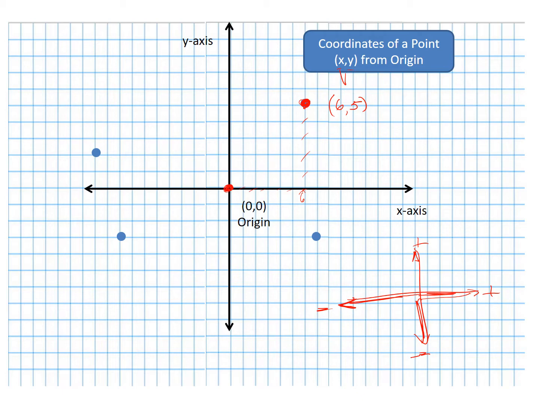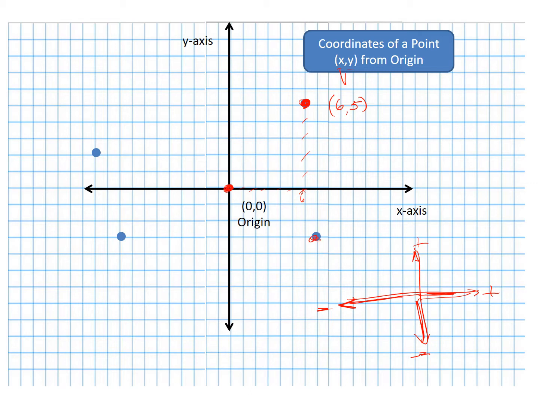Again, it's because we always start at the origin. If these are directions on how to get to that point, we all have to agree, if we're going to follow these directions, that we start from the same place. So start from the origin, I go 6 to the right, I go up 5, the coordinates are (6, 5). Let's do this one now.